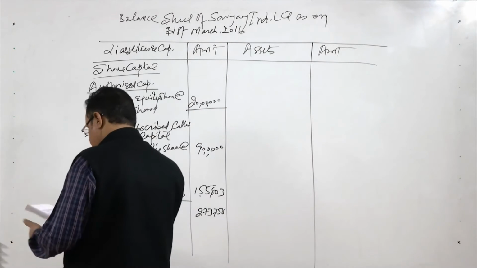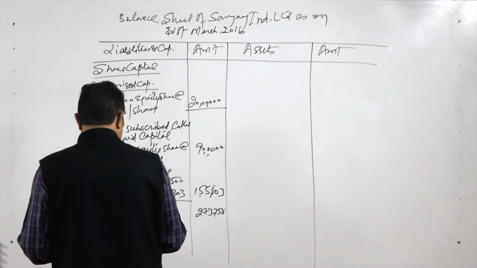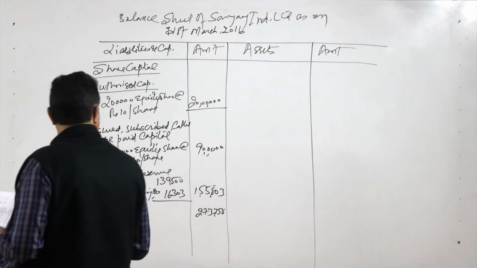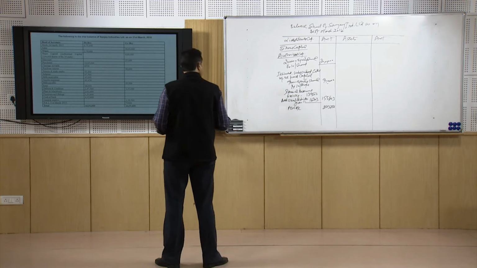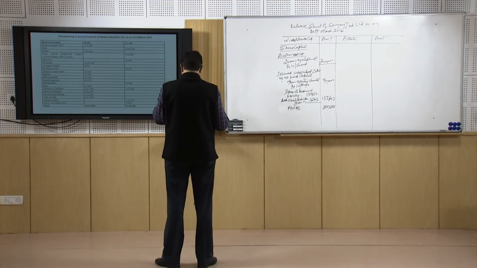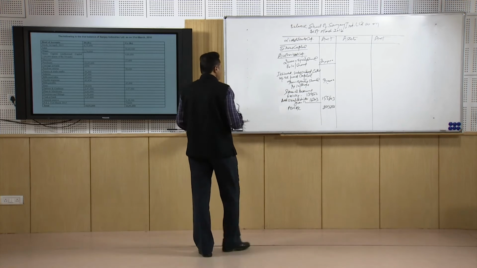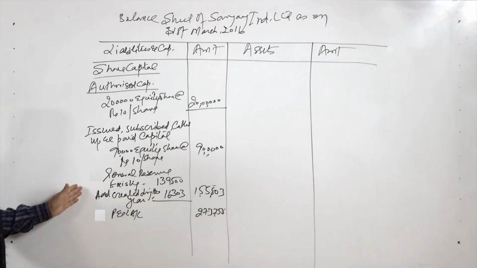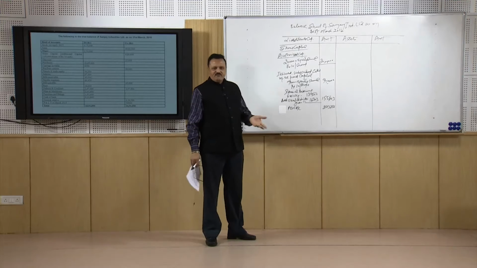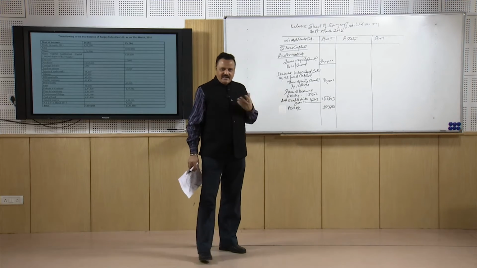2,73,758. That was in the profit and loss appropriation account, that is going to be transferred to the balance sheet now. 2,73,758 is the profit. So I think these are only the long term sources. We don't have any long term loans in this case. We have only capital, the general reserve, and the profit and loss account, meaning net profit transferred to the balance sheet and added in the capital.